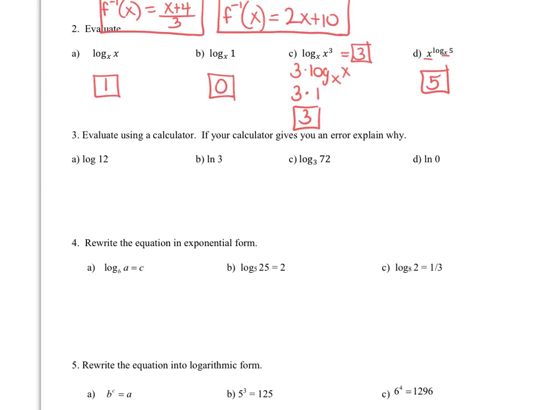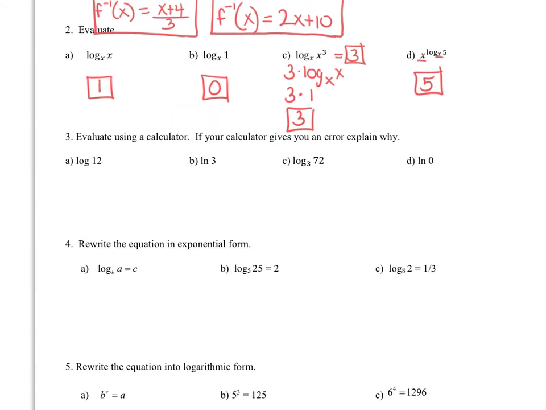With 3, you're just typing in log of 12, 1.079. So that just means 10 to that power equals 12. For B, you're going to use the ln button, so you do ln of 3, which is 1.099 if we round to 3 decimal places.